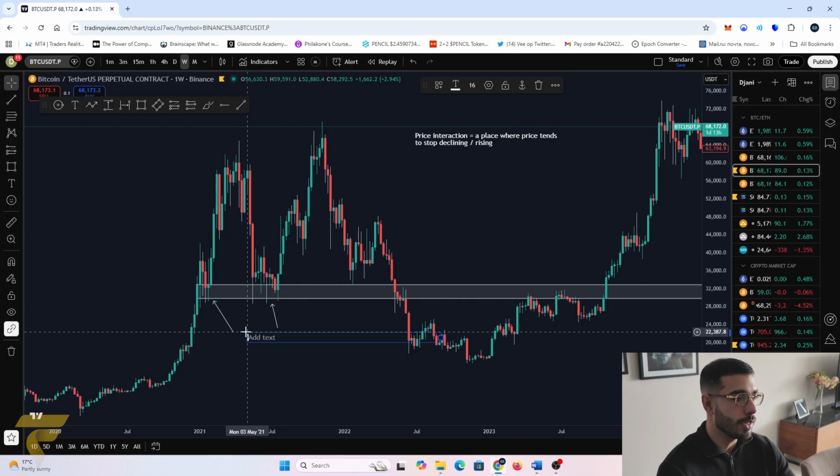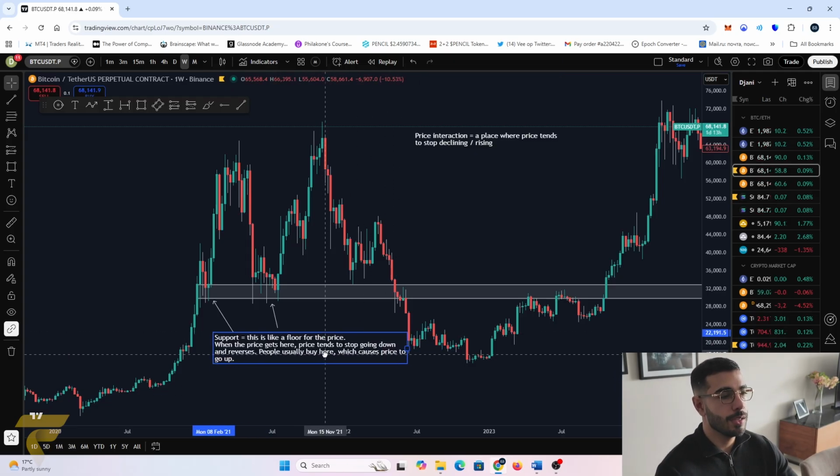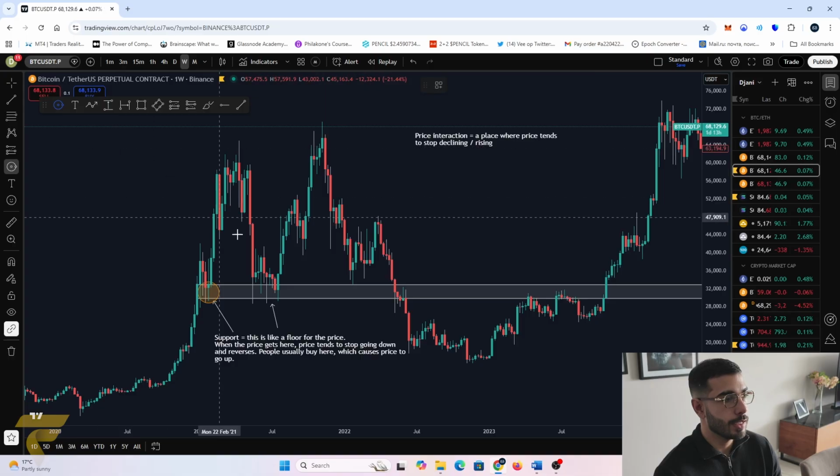Because after dumping, going lower, lower, lower, eventually you see price going higher. Okay, so this is most definitely a place where a lot of price interaction has taken place, and this is of course a perfect example of support. So this is like a floor for the price. When the price gets here, price tends to stop going down and reverses, okay? People usually buy here, which causes price to go up. So this is pretty much what we see. So this is support and this is support as well.